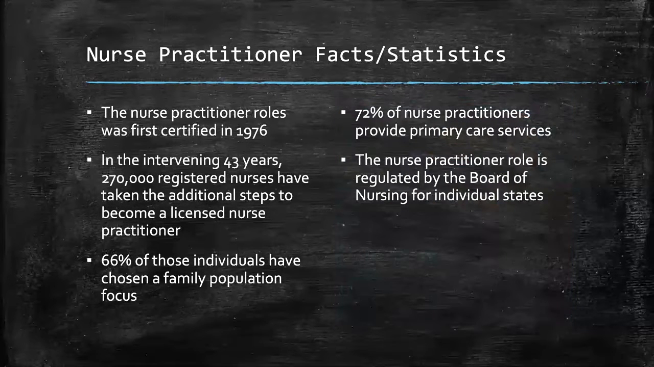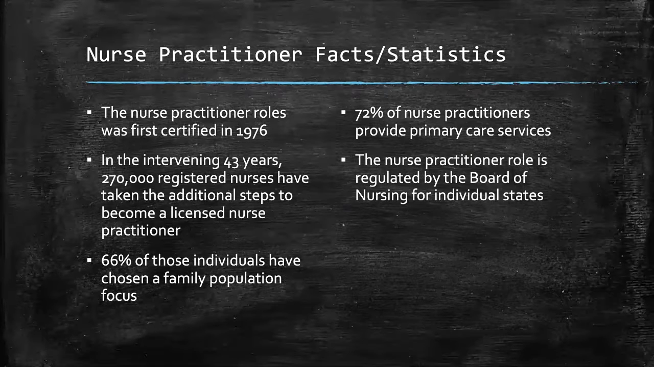The nurse practitioner role was first certified in 1976. In the intervening 43 years, 270,000 registered nurses have taken the additional steps to become a licensed nurse practitioner. 66% of those individuals have chosen the family population focus, which means they're going to care for the patient throughout their lifespan.